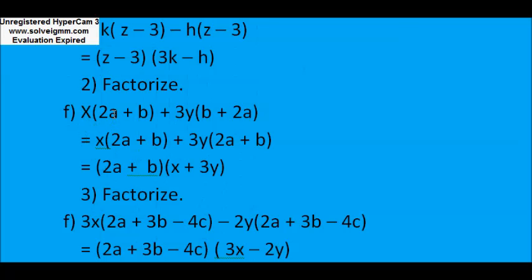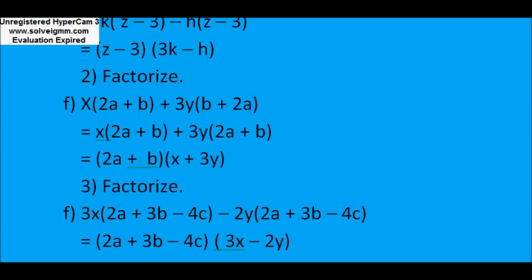x into 2a plus b plus 3y, b plus 2a. Again, in these two terms, one factor is common. For example, 2a plus b and b plus 2a. Actually, b plus 2a equals 2a plus b. Both terms are the same. You can write b plus 2a in the next step like 2a plus b. So in the next step, again 2a plus b is in the first term. It is also in the second term, which means it is common. So you can write 2a plus b outside the bracket, and inside the bracket only x is left here, and in the second expression only 3y is left.